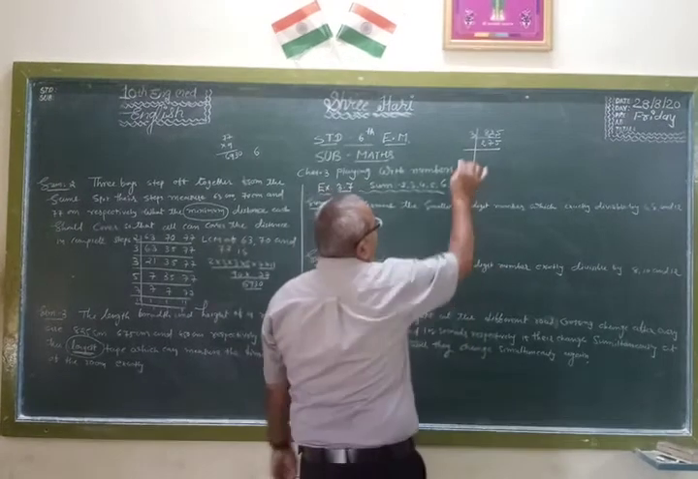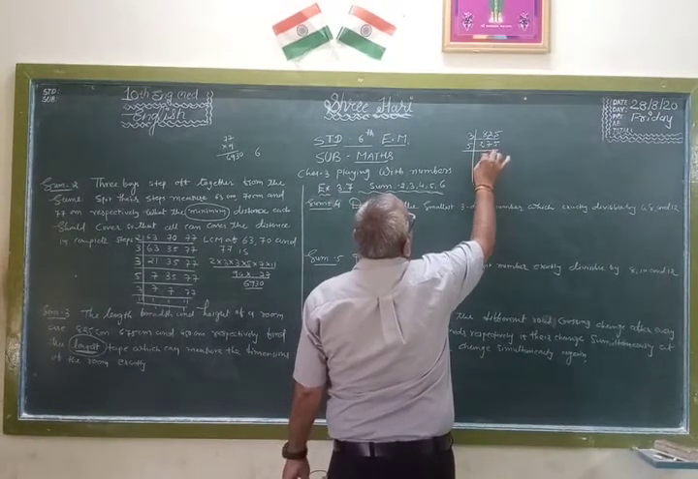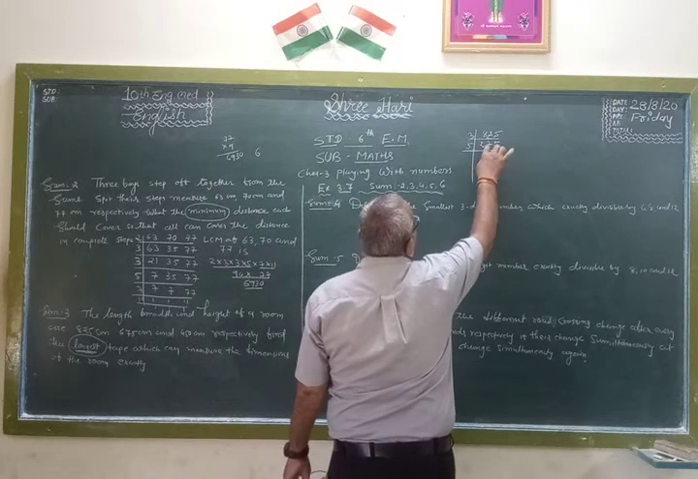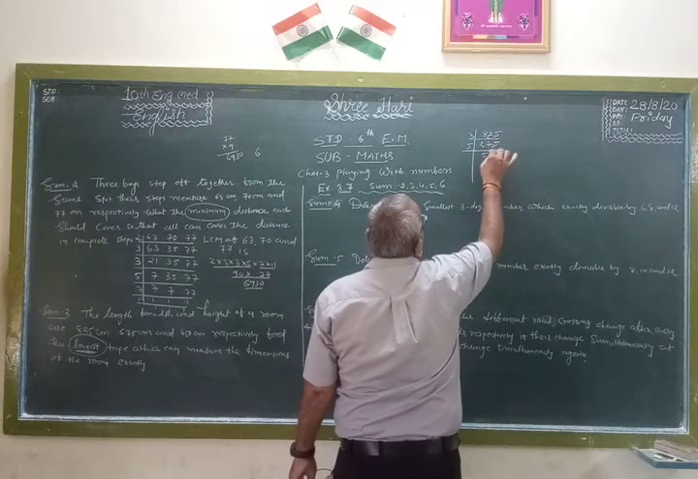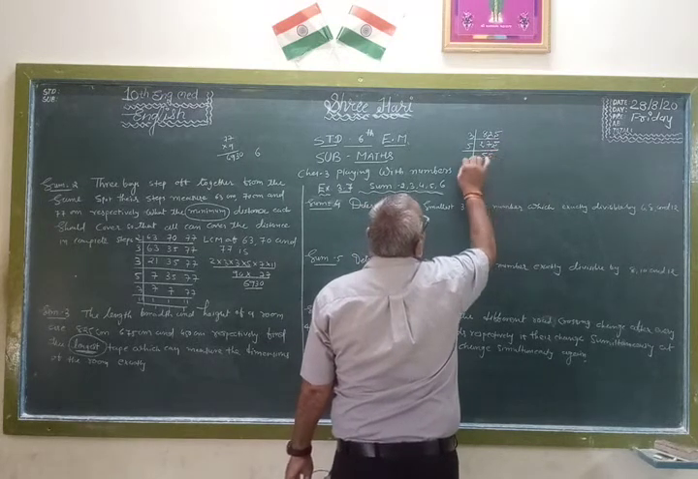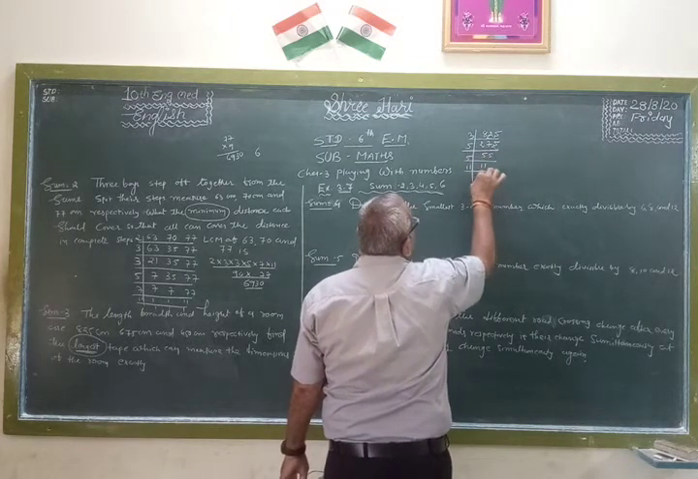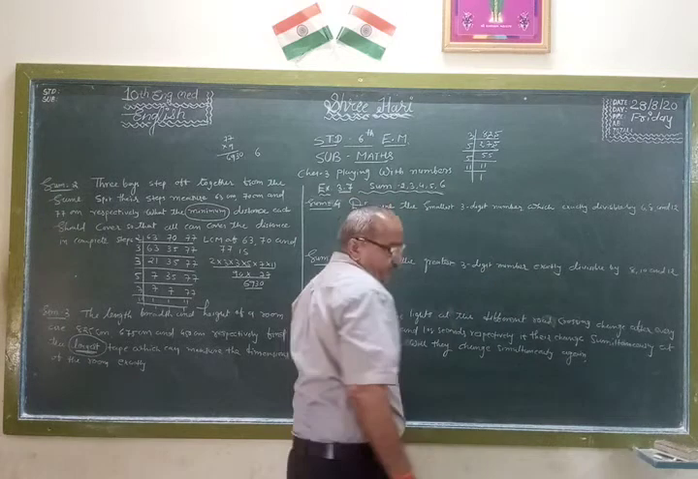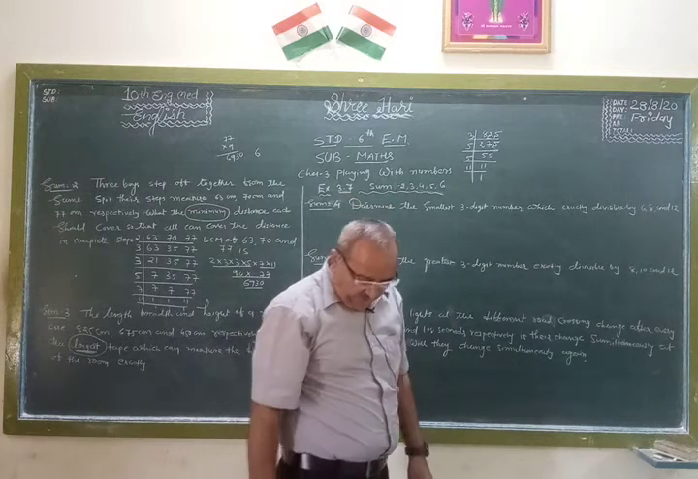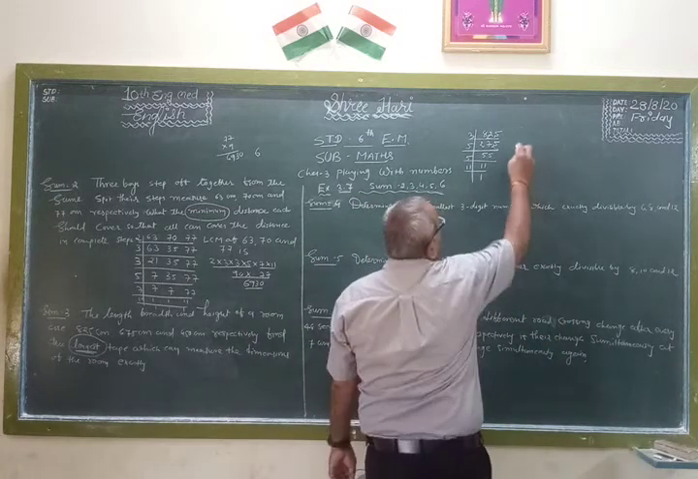Now 5. 5 fives are 25, 2 remain, put 25 here. 5 fives are 25. Again 5. 1 one is 1, 1. Now the prime factor of 675.